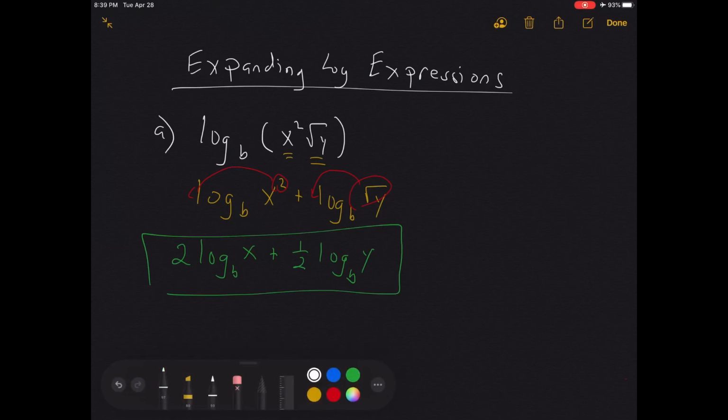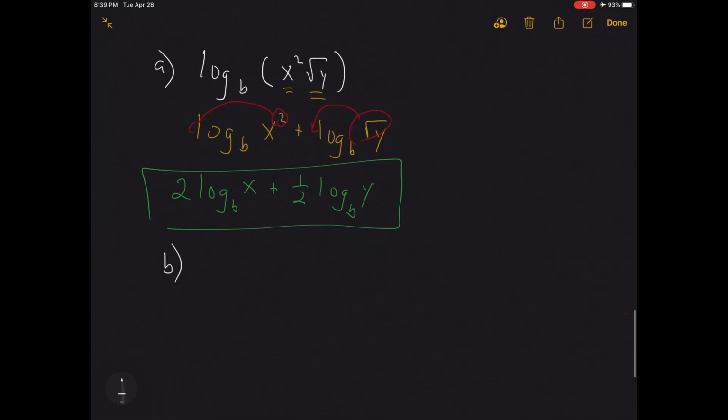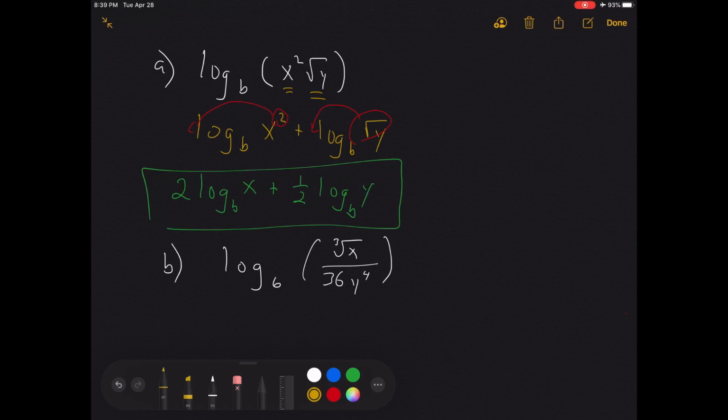Okay, let's do another one. So let's say that we have the log, and we'll go with a base of 6 of, let's make this the cube root of x divided by 36 y to the 4th. So again, what I want to do is count up how many things are either being multiplied or divided together. Well, I've got a cube root of x up here, I've got a 36 here, and I've got a y to the 4th there. I've got 3 things. So when I expand this, I should have 3 different logs.